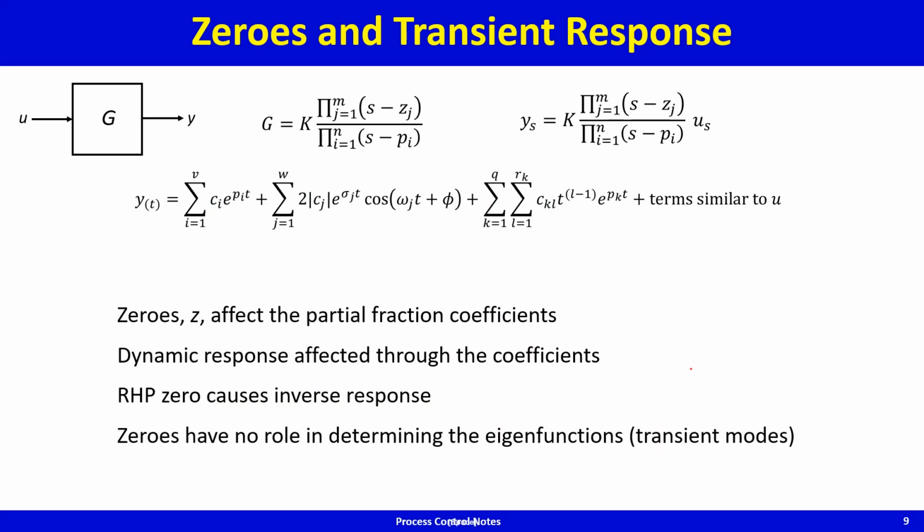So zeros affect the partial fraction coefficients, and because of this change in partial fraction coefficients, the dynamic response gets affected through these coefficients. Right half plane 0 causes an inverse response, left half plane zeros accelerate the response, and may also cause a hump. Zeros have no role in determining the eigenfunctions or the transient modes, the e to the power pt terms. They are determined exclusively by the poles or the characteristic equation roots.